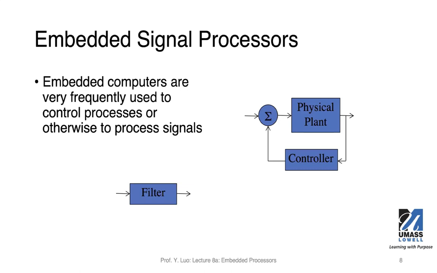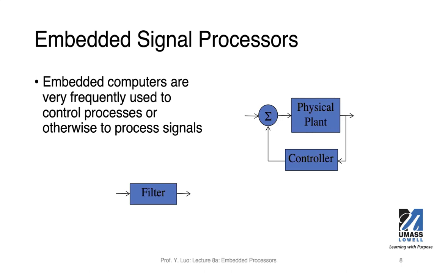So embedded signal processing is very common. It's used in cases for processing any signals: sound waves, magnetic waves, or images. These embedded computers are very frequently used to control a process or otherwise to process signals. There are a lot of different signals coming from the physical world, and from the cyber perspective, we need to read these signals, feed them into the system, and then be able to process them.